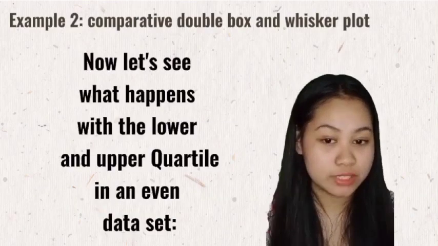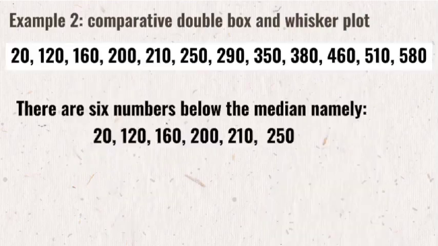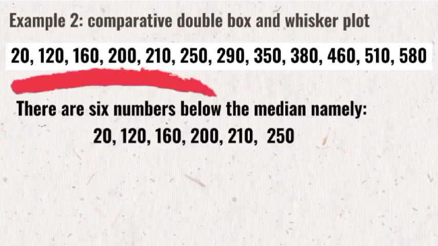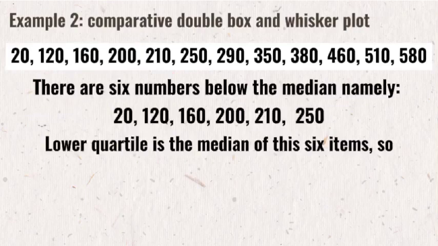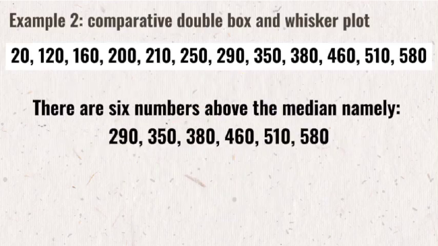Now, let's see what happens with the lower and upper quartile in an even data set. There are 6 numbers below the median, namely 20, 120, 160, 200, 210, 250. Lower quartile is the median of these 6 items, so the 3rd plus 4th data point divided by 2. This is 160 plus 200 divided by 2, which equals 180.